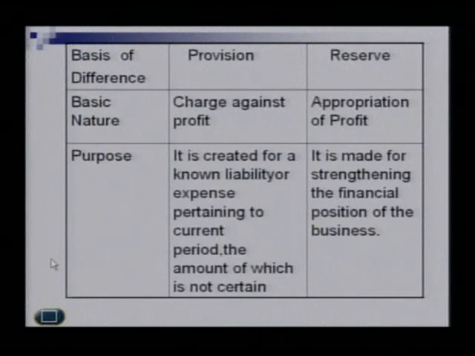The reserves are made only when there are sufficient profits. Now, the next point is the purpose. It is clear that provisions are created for a liability or expenses which pertain to the current period and the amount of which is not certain, but reserves are made for future contingencies or for expansion or growth, or you can say for strengthening the business.